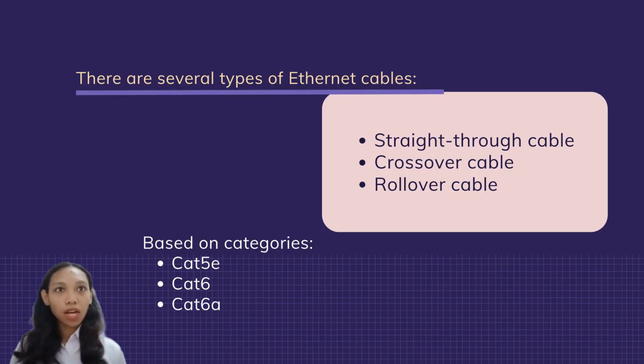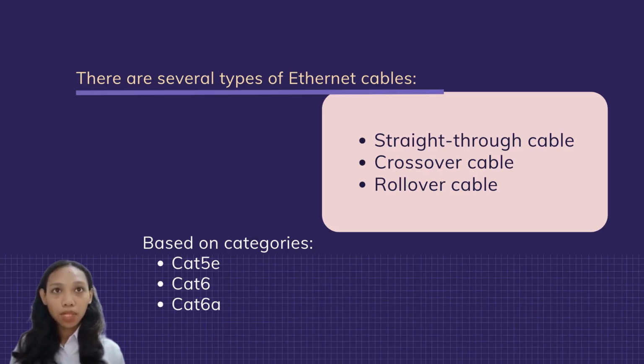In contrast, a crossover cable is used to connect similar devices directly, such as a computer to another computer or a switch to another switch, because it swaps the transmit and receive signals internally. Meanwhile, a rollover cable is typically used for console connections, such as connecting a computer to a network device for configuration purposes rather than for regular data transmission.